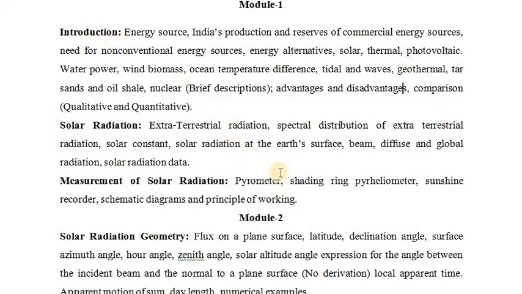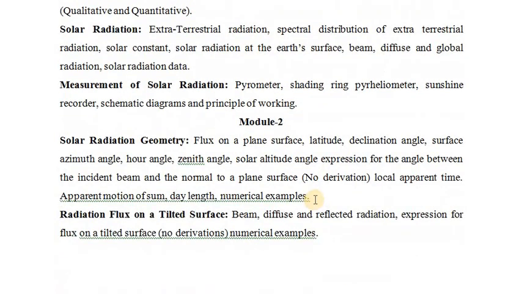Okay, this is the overall introduction about the non-conventional energy resources that you want to study in module 1. Module 2 is a further continuation of solar energy, that is solar energy geometry. Flux on plane surface, latitude, declination angle, azimuth angle, so many things. We have some simple numericals on solar radiation geometry.